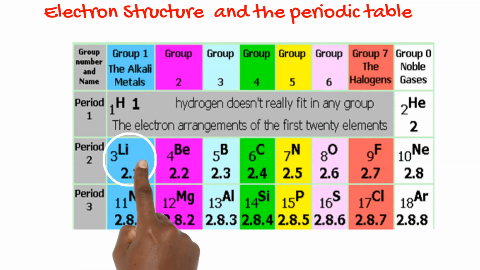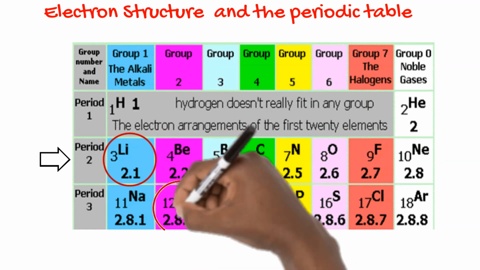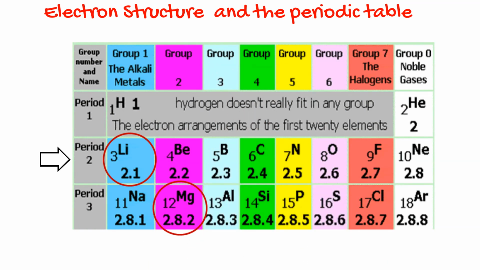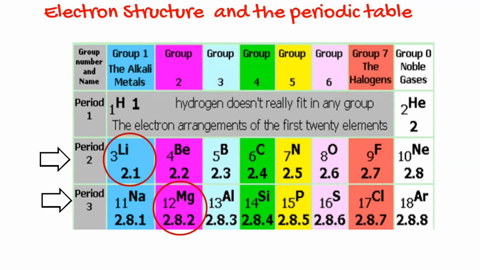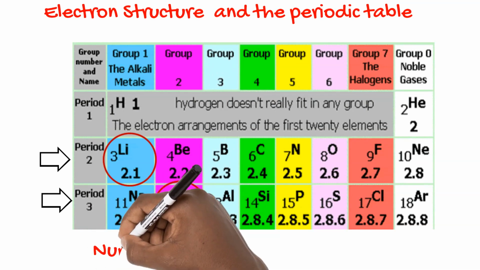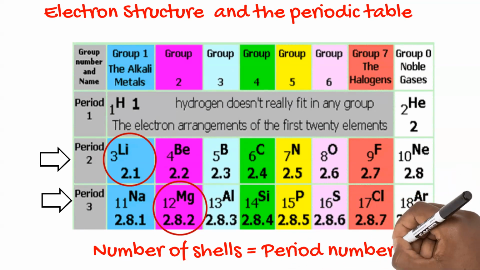Also, if you look at lithium here, it has 2 shells, 2 electrons in the first shell and 1 electron in the outside shell, and it happens to be in period 2. So 2 shells, period 2. Look at magnesium here. It has 3 shells, 2 in the first shell, 8 electrons in the second shell, and 2 in the outside shell, and it happens to be in period 3. So this means that the number of shells tells you the period number.